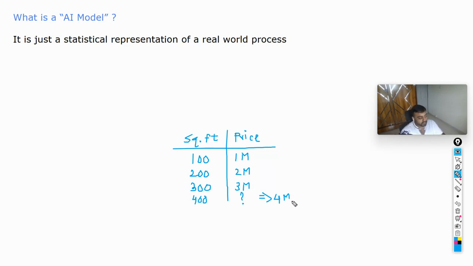In order to arrive at this prediction, did you guys use some mathematics in your head? Did you guys use some statistics in your head? Yes, right? You did use it. So just like you guys try to use statistics or mathematics to simulate what would happen in the real world, similarly a AI model will also do the same. A AI model will also try to use statistics or mathematics to simulate what would happen in the real world.